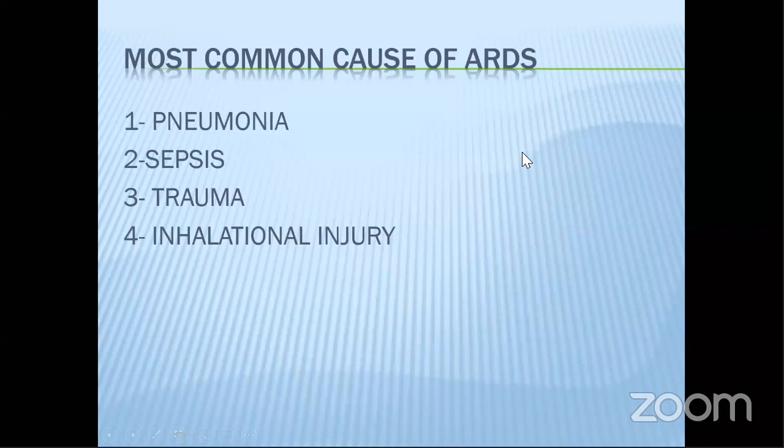So some answer going with pneumonia, others going with sepsis. The current most common cause of ARDS is sepsis. Before, it was considered pneumonia, but the commonest cause of ARDS is sepsis, whatever the etiology. Maybe intra-abdominal sepsis, maybe soft tissue infection, maybe wound infection. So sepsis, whatever the etiology, is a major cause of ARDS, not pneumonia.